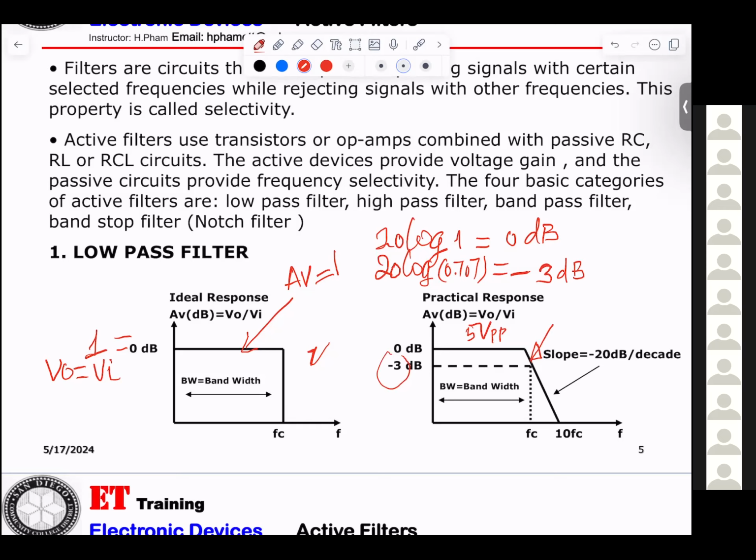When they say minus 3 dB, you must know you have 5 volt, and now it's going down 3 dB. You have to multiply, not subtract 3 dB. We don't deal with dB. Then you have to multiply with 0.707, whatever you get.